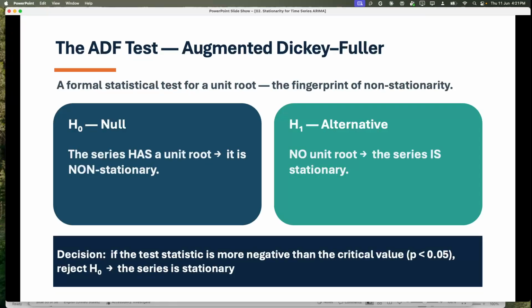We also do the most important test, what is called the ADF test, the Augmented Dickey-Fuller test. We'll assume the given series is non-stationary, and the alternative hypothesis is that the data is stationary. We'll calculate the test statistic. If the test statistic is more negative than the critical value, we'll reject the hypothesis, and the given data is stationary. Otherwise, we'll say the given series is non-stationary.